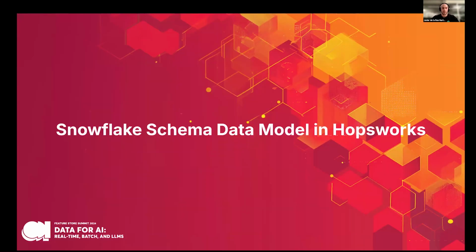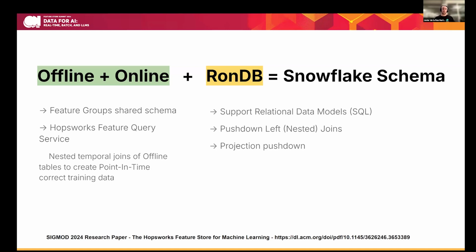So now, how do we support the Snowflake Schema data model in Hopsworks? Basically, in Hopsworks, we use RonDB as our online store. RonDB is an in-memory distributed key-value store with SQL capabilities, so it supports relational data models, and there are also some optimizations when it comes to projection push down and push down of left joins and also left nested joins.